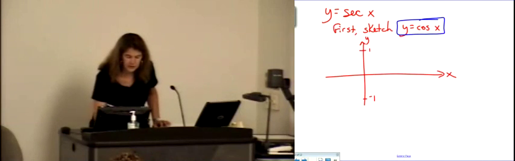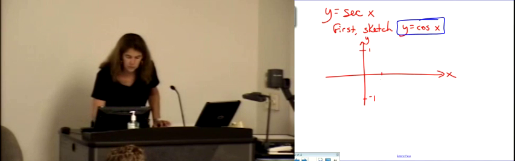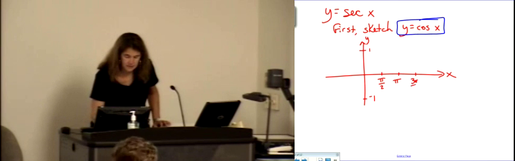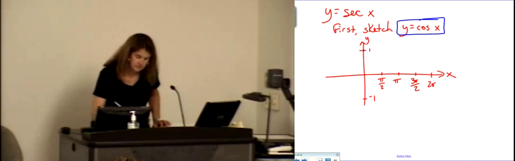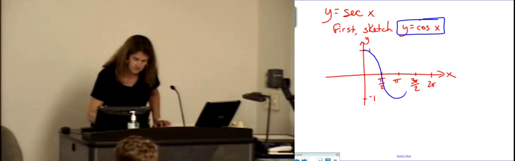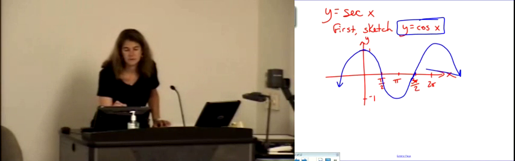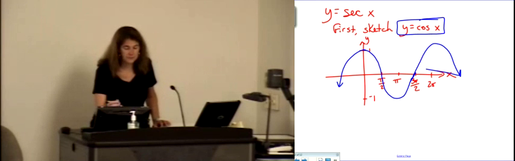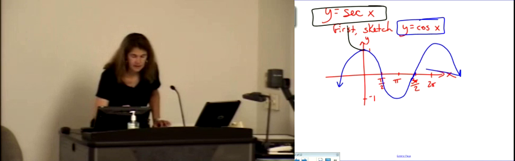I'll put y equals cosine x in blue this time. Oh, I need to put my x coordinates down here. And then we would draw off the curves here in black. I'll put the actual y equals secant x.